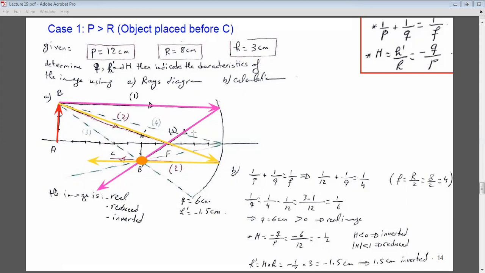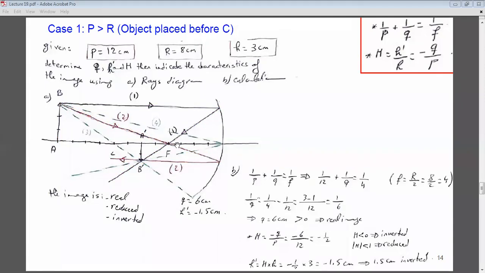I can also send a ray which is making angle theta. It will be reflected making angle theta. It will also meet at this point. I can send a ray passing through C. It will be reflected passing through C. It will also meet at this point. So I have 4 possibilities. But what I drew here is 2 possibilities. You are free to choose whatever possibilities you want.